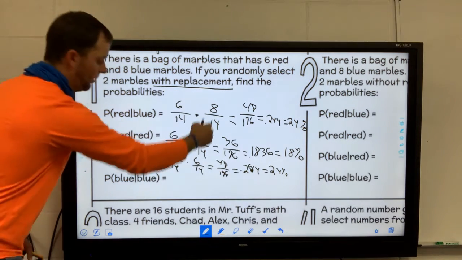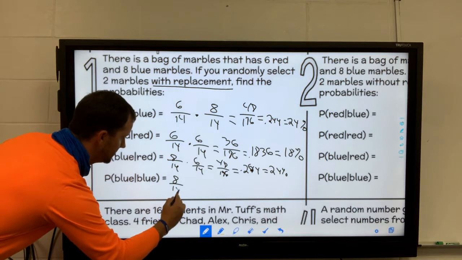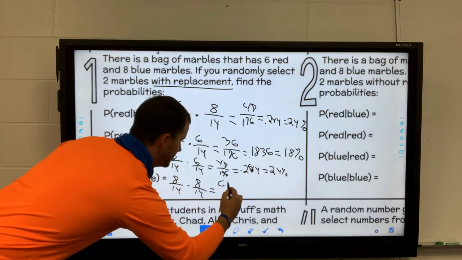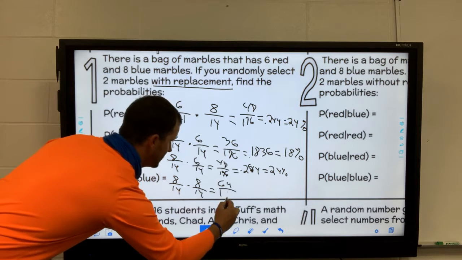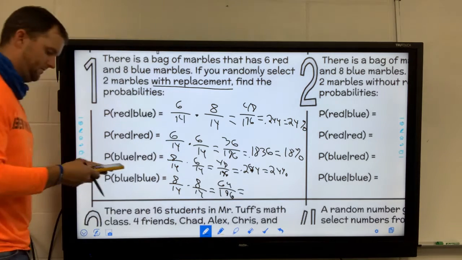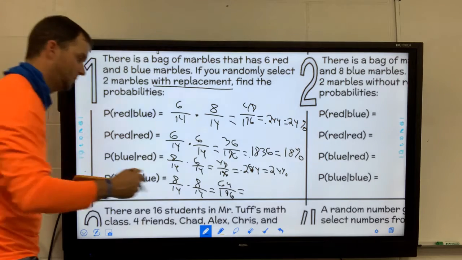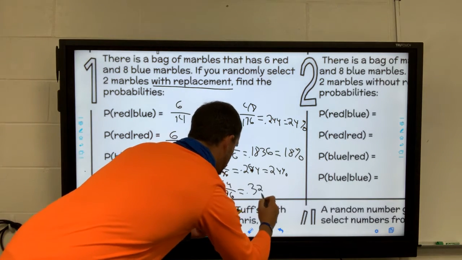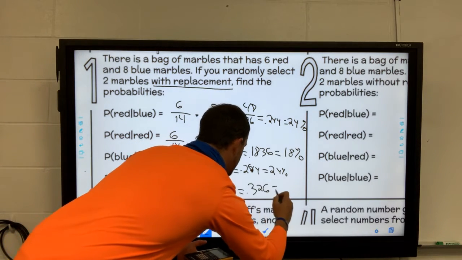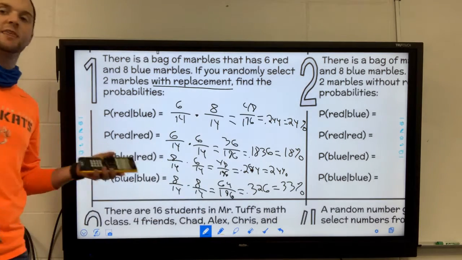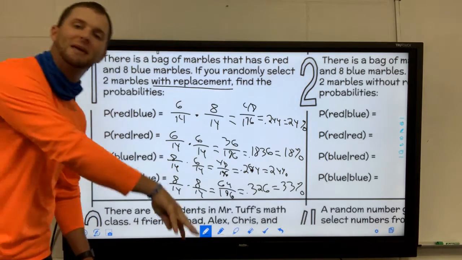So blue was 8 over 14 on both of these. So that's the probability of getting a blue and getting a blue. So 8 times 8 is 64. 14 and 14 is going to give me 196. So 64 divided by 196 as a decimal gives me 0.326, which is going to round up to about 33% chance. So remember, this is without replacement, meaning I'm not putting it back in.